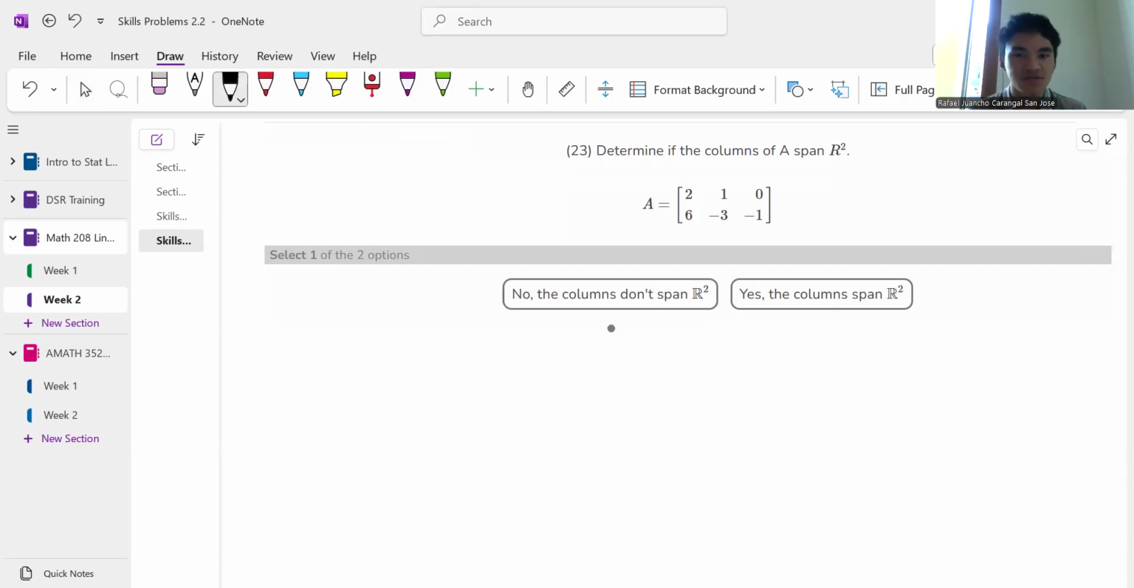Well, there is. Since a span is a set of all linear combinations, we want to find linear combinations of these things. But actually, I don't think we need to.